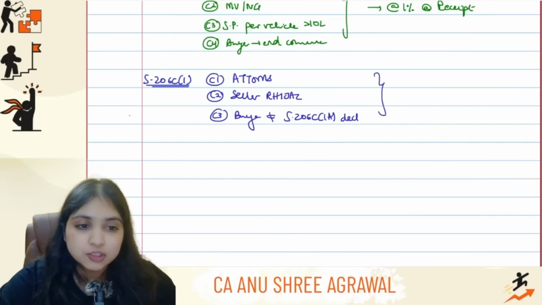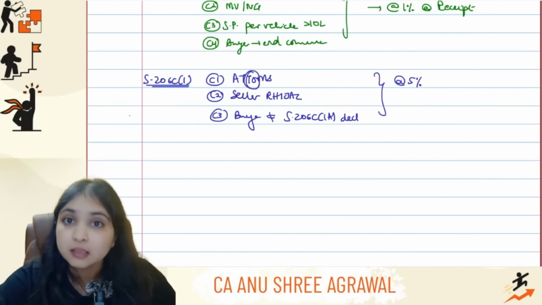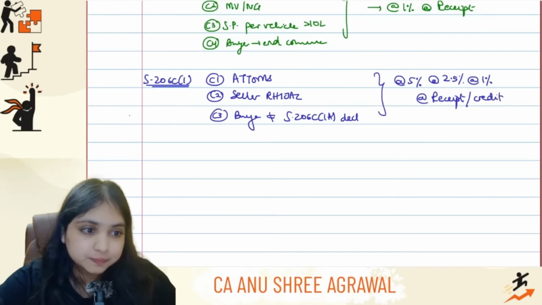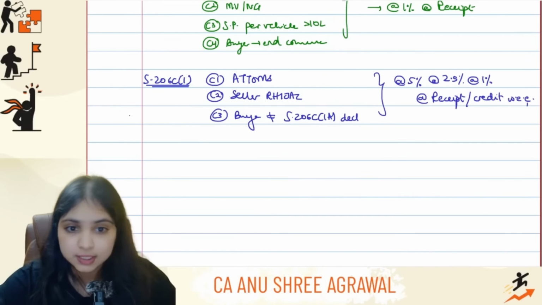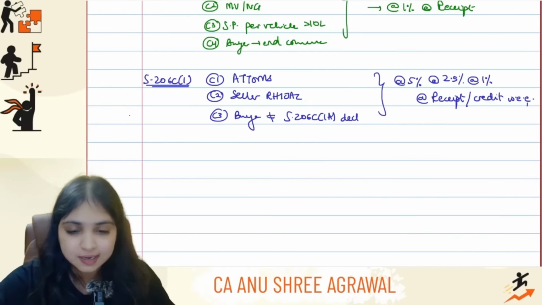So if all these conditions are fulfilled, TCS rate will be at what rate? On tendu leaves, it will be at the rate of 5%. On timber and other forest produce, at the rate of 2.5%. Everything else at the rate of 1%. When will this TCS be collected? At the time of receipt or at the time of credit, whichever is earlier. Okay, and what does ATOM stand for? A for alcoholic liquor for human consumption, T for tendu leaves, T for timber, O for other forest produce, M for minerals, and S for scrap.